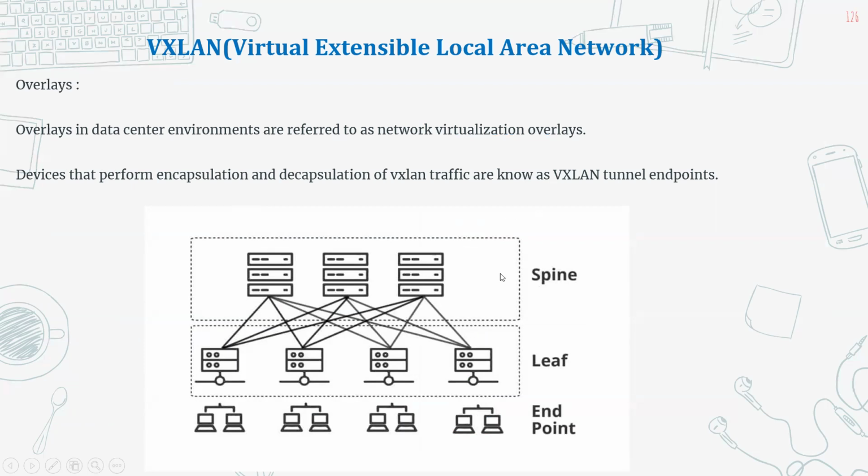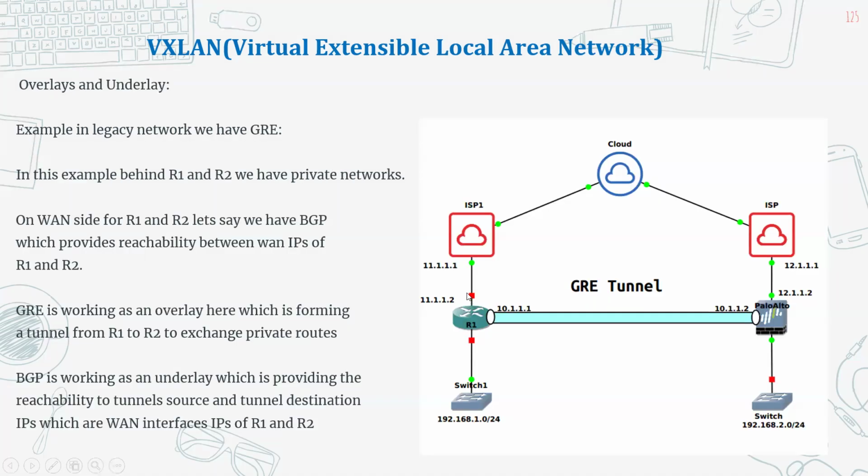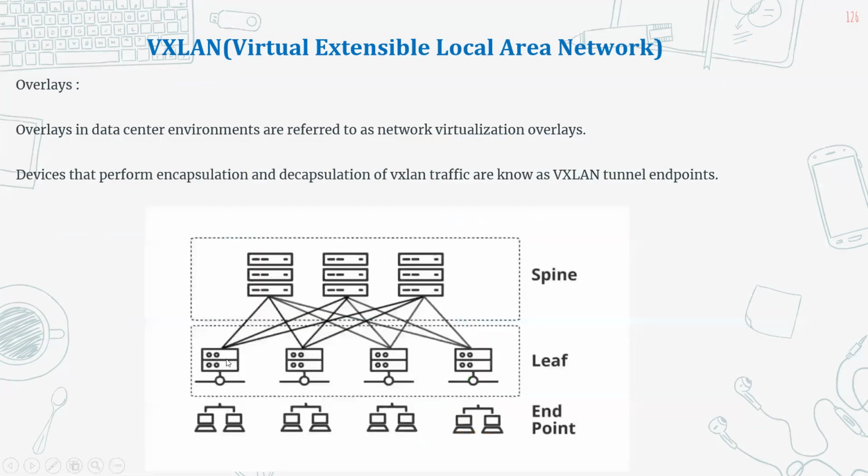So we'll have the spine switches, the leaf switches, and then the endpoints. Between our leaf and spine switches, we will run some IGP protocol so that their tunnel endpoints are reachable. Like here, in our GRE scenario, we have 11.1.1.2 and 12.1.1.2, so that they can be reachable, right? Similarly in this, we'll have the tunnel endpoints for each device. So we'll run any IGP like OSPF or IS-IS so that their tunnel endpoints can be reachable.